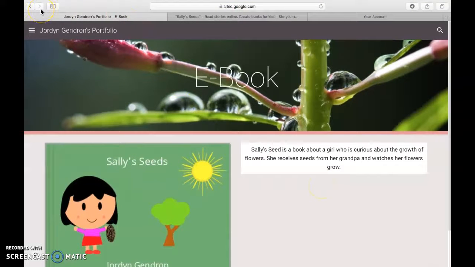My Balanced Literacy E-Unit incorporates many different aspects for all learners. I hope it will meet the needs of many students.